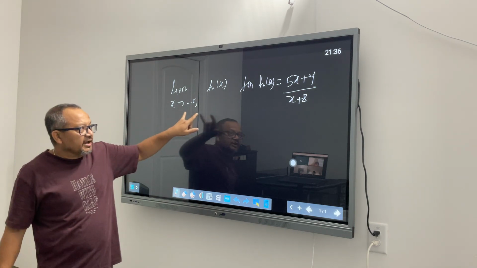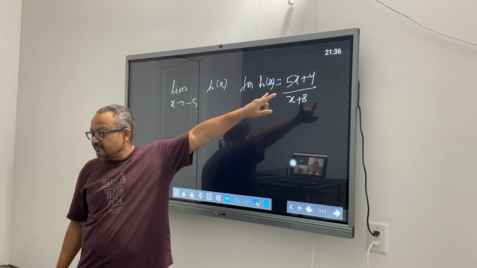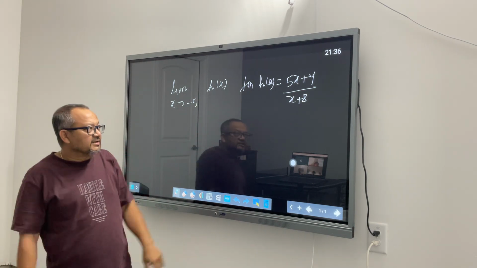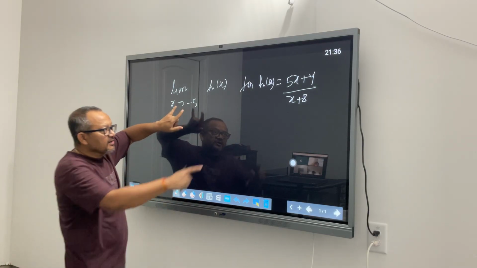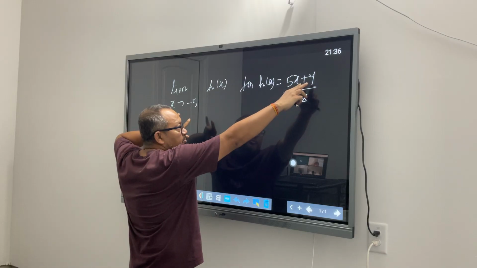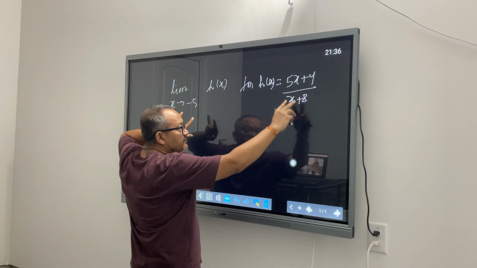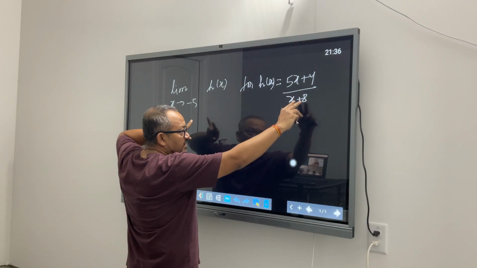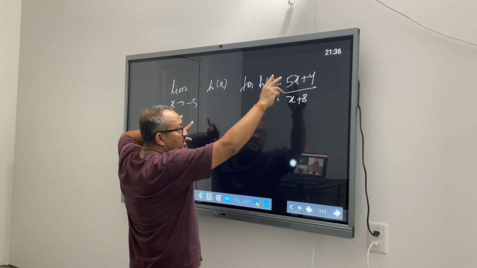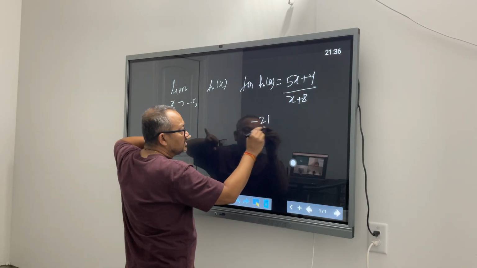Simply substitute x into this one, like what Vedansi did in the first question. And see what happens. When you put minus 5 in place of x, this became minus 25 plus 4, which is minus 21, divided by minus 5 plus 8. So this became 3. Minus 21 by 3.